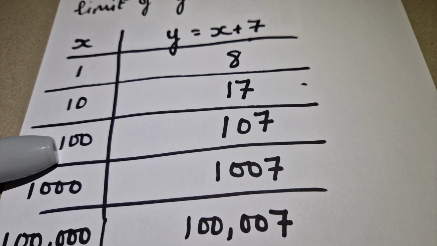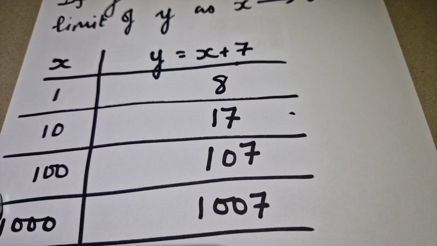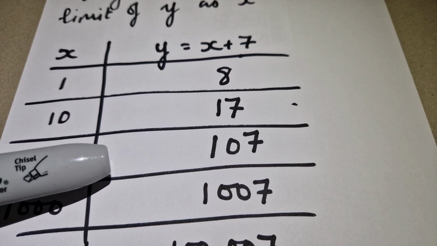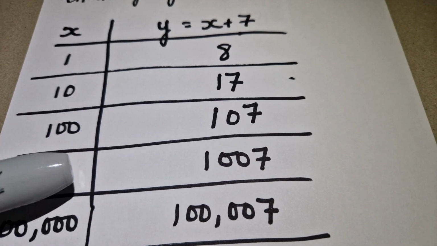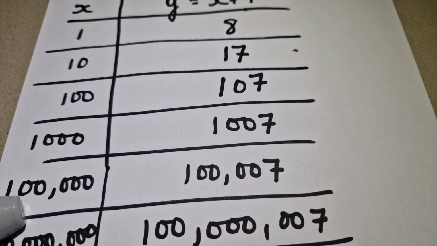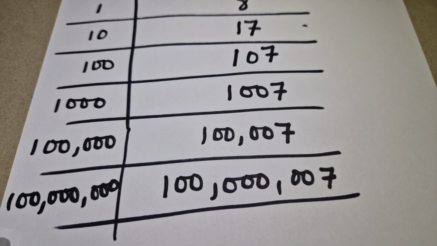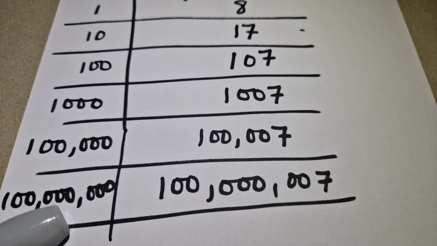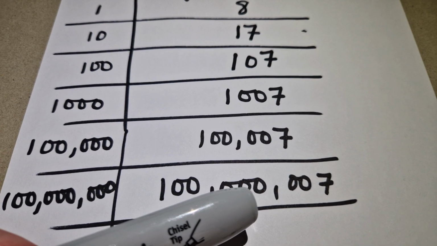And we make x bigger because we want x to go towards infinity. So we're trying to make x as big as possible. So if x is 100, then we get a y value of 107. If x is 1,000, we get a y value of 1,007. If x is 100,000, we get a y value of 100,007. And then finally, for this table at least, but you could keep going, if x is 100 million, we get a y value of 100 million and 7.